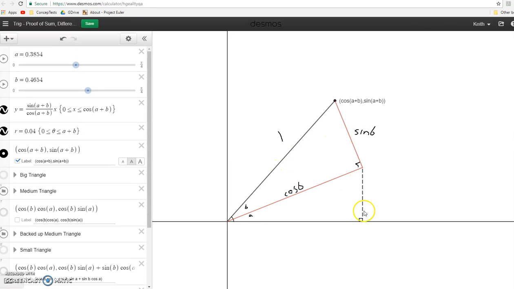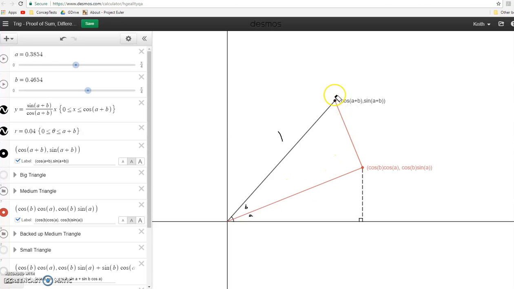But now for this smaller triangle here along the base, I've got a hypotenuse of cosine B and an angle of A. So this base length now is going to be r cosine theta, where r is cosine B and theta is A. So this length down here is actually cosine A cosine B. And this height is cosine B sine A, right? R sine theta. So our midway point right there is cosine B cosine A, cosine B sine A. All right, we're getting there.